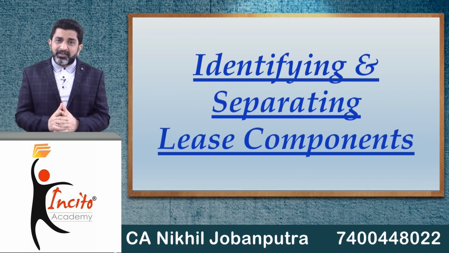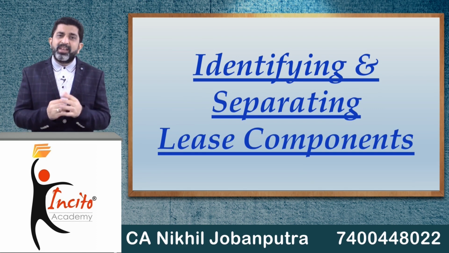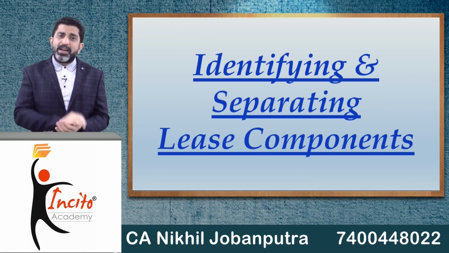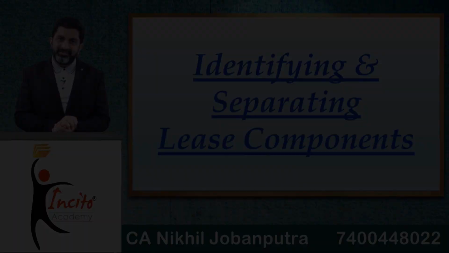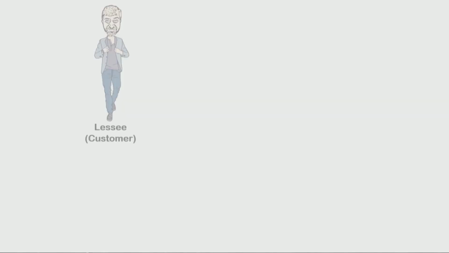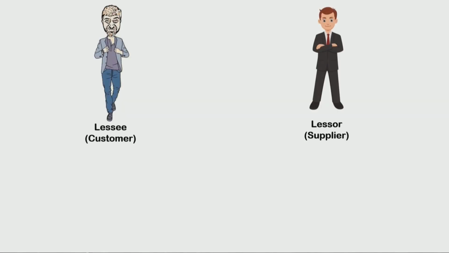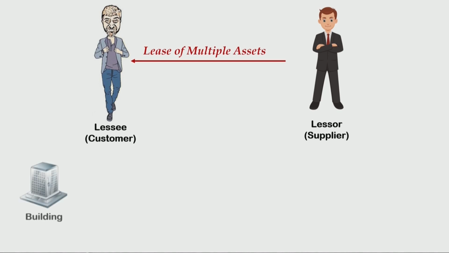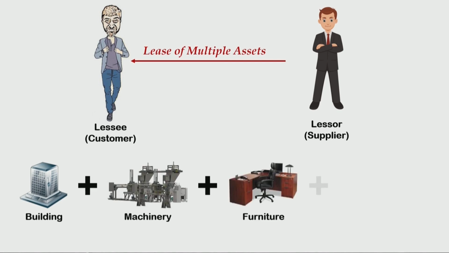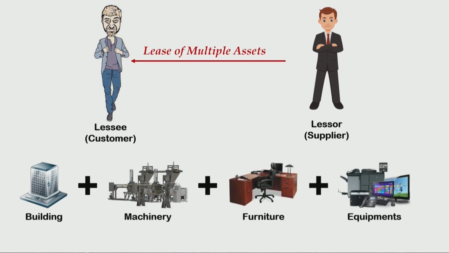So friends, let me explain this in little more expanded details, and then I'll provide you notes that you should note down. So what we are talking about is a situation where the two parties involved, customer and supplier, are entering into a contract whereby supplier is offering lease of multiple assets. That means there is a single contract, but the contract includes lease of multiple assets like building, machinery, furniture and equipments.